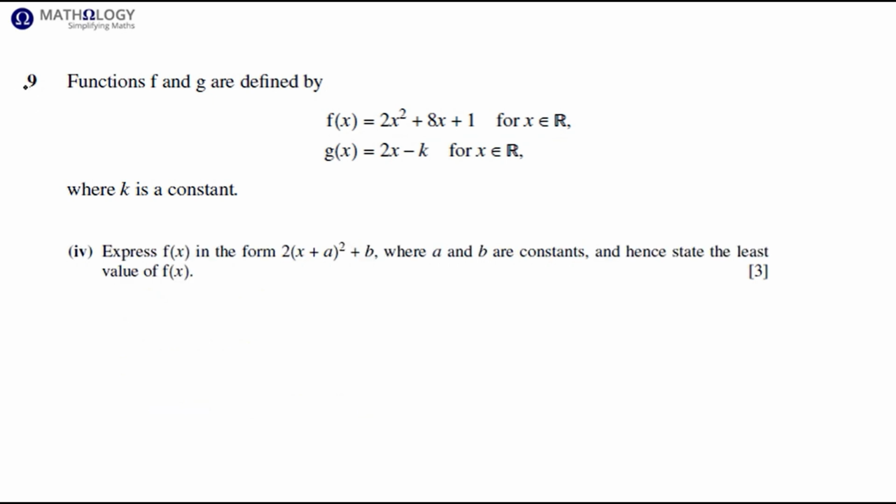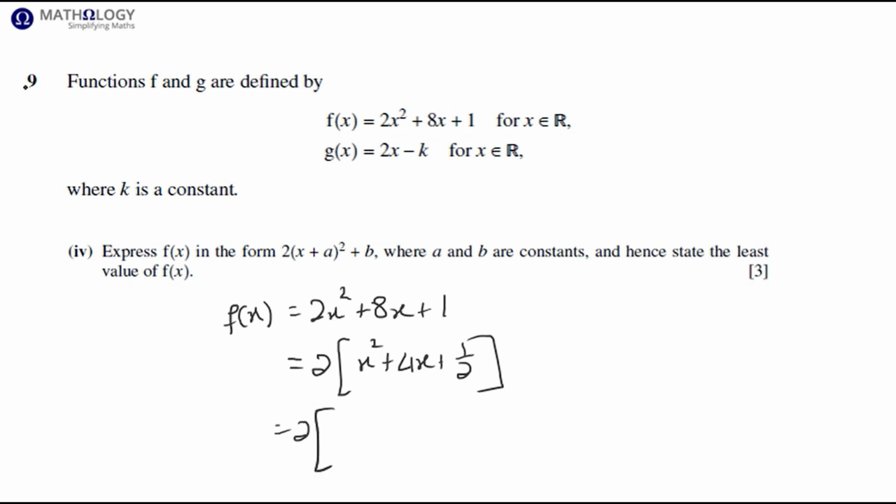Next, express f of x in the form 2 times x plus a all squared plus b, where a and b are constants, and hence state the least value of f of x. Okay, so we basically need to express f of x, which is in standard form, in turning point form. So to do that, we're going to be completing the square. And the first thing we do is ensure that the coefficient of x squared is 1. So we're going to divide every term by 2. So we have 2 times x squared plus 4x plus a half.